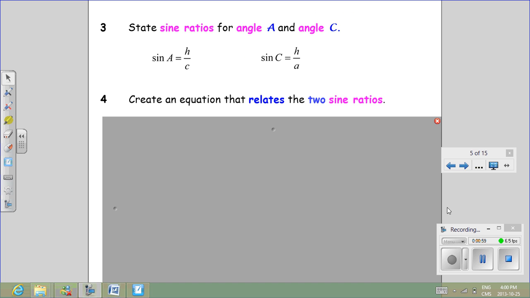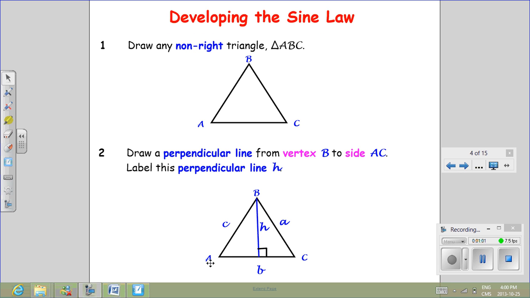Now when we look at this next, we can find the sine ratios. If I look at sine of angle A, I've created a right triangle, and sine A is opposite, which is H, over hypotenuse, which is C. When I look at the other side of the triangle, I have another right triangle, and I can say sine C equals side H over side A.